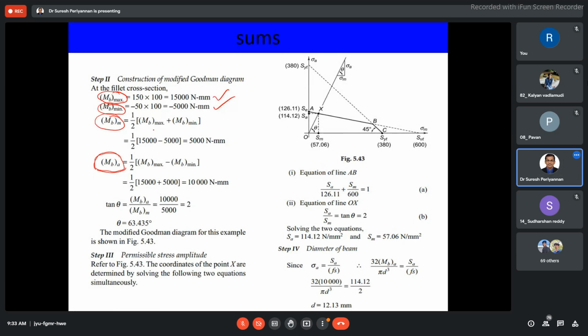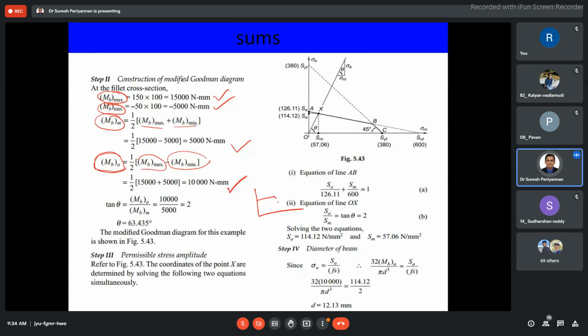Okay, mean bending moment: MB mean is (MB max + MB min) divided by 2. Bending stress amplitude is similar: MB max minus MB min divided by 2. From this we are able to find out MBM, the mean bending moment, and this is the amplitude of bending moment. This is theory we already discussed, right?